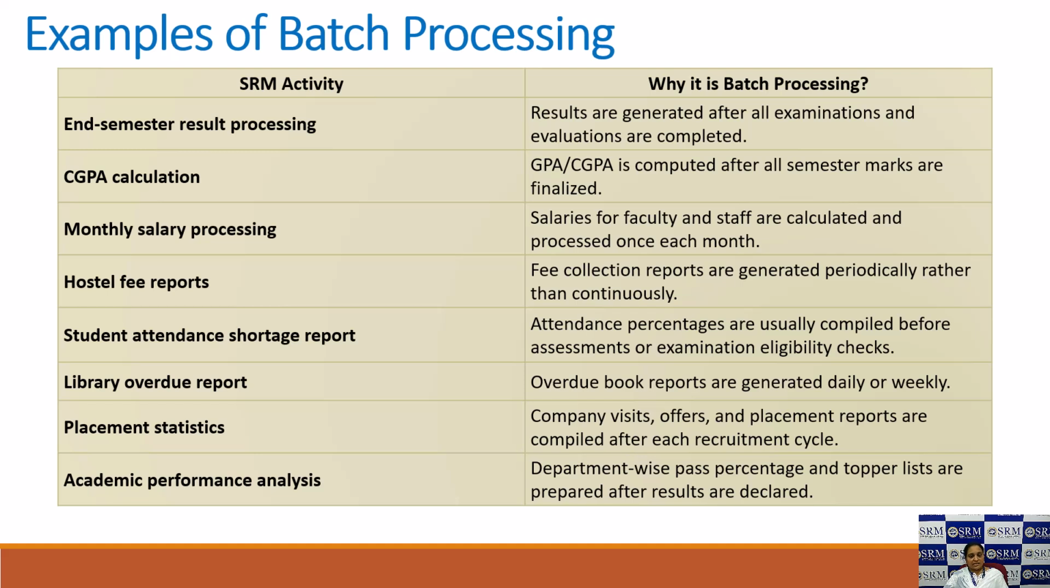The next is monthly salary processing, salary for the faculty based on the month, because they may be on leave some days, or on OD some days. It is calculated based on that. Hostel fee report: yearly once only you will pay. Student attendance shortage report is taken month-wise. Library overdue report is also done semester-wise. Placement statistics are done only during the third year ending or final year starting.